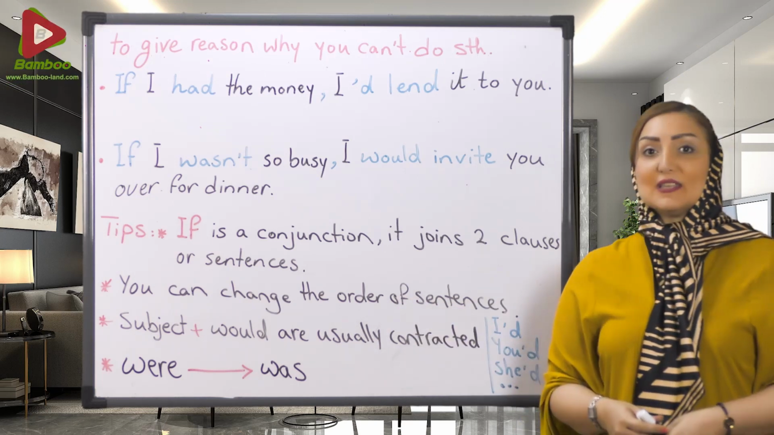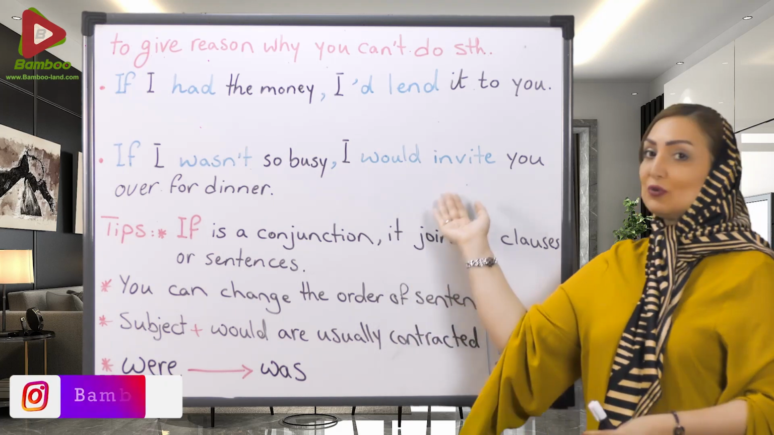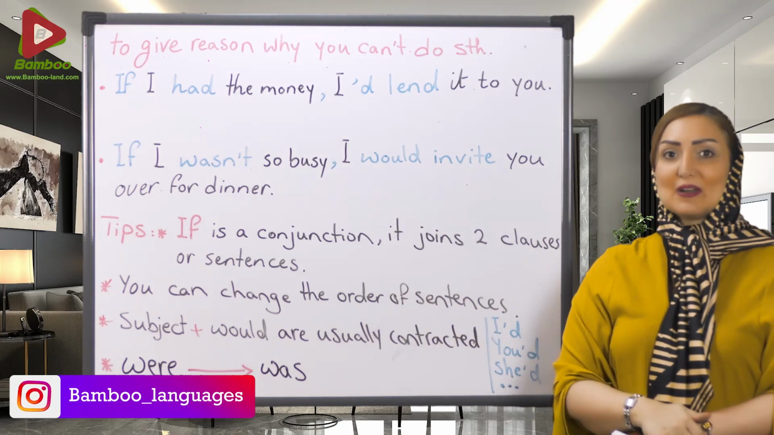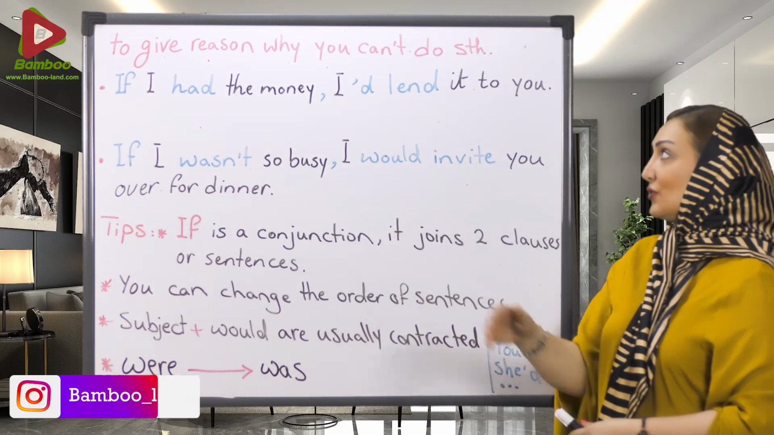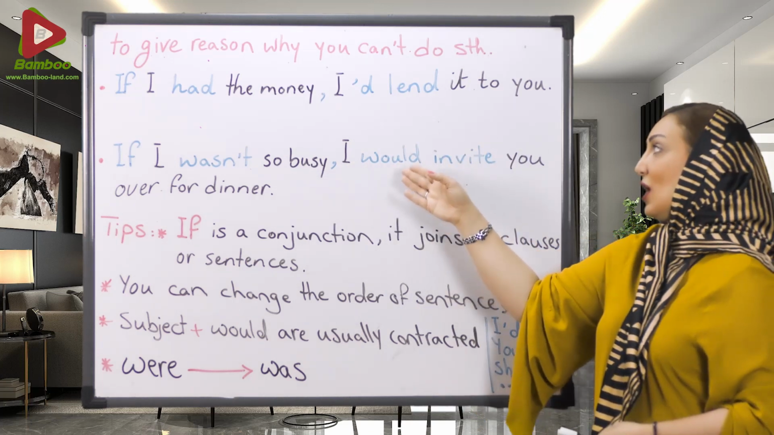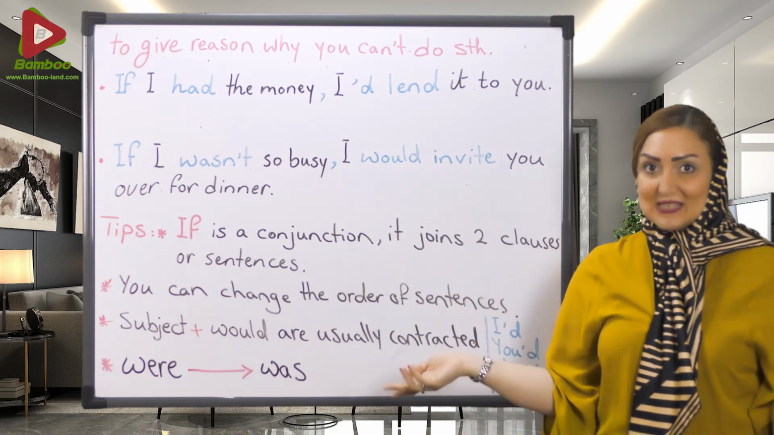The second one, you can change the order of the sentences. میتونیم جای if clause و main clause رو عوض کنیم که قبلا هم براتون مثال زدم. You can say I'd lend money to you if I had it. Or I'd invite you over for dinner if I wasn't so busy.